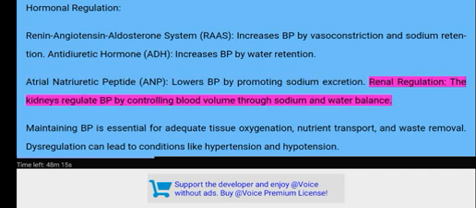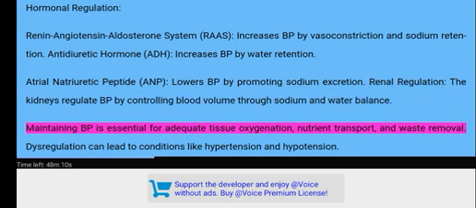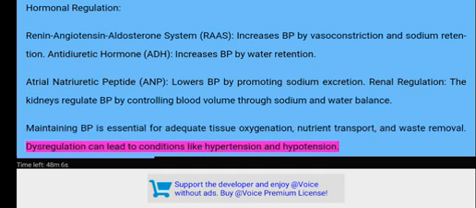Renal regulation: the kidneys regulate BP by controlling blood volume through sodium and water balance. Maintaining BP is essential for adequate tissue oxygenation, nutrient transport, and waste removal. Dysregulation can lead to conditions like hypertension and hypotension.